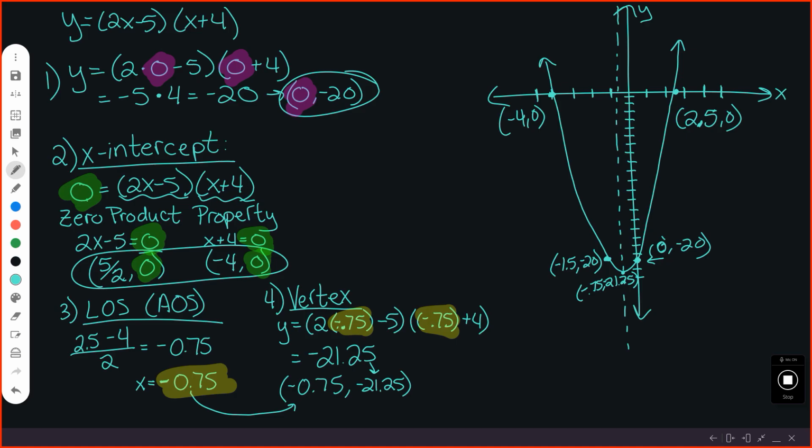So that is how you graph from factored form. So we found the y-intercept by making x equal 0. We found the x-intercepts by making y equal 0 and using the zero product property. We took the average of the x-intercepts to find the line of symmetry, and then we plugged that into the equation to find the vertex. We plotted all of those points, and then, just for good measure, I reflected the y-intercept over the line of symmetry. That's it. Good luck.